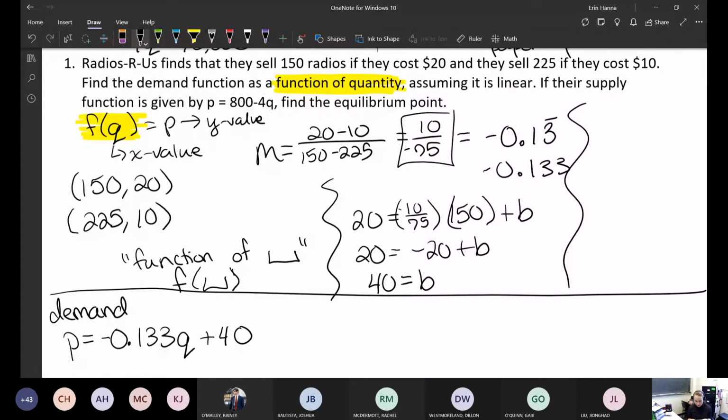So if you had used negative 0.133 as your value for the slope when you were calculating this, you would have gotten a B value of 39.95, which is obviously very, very close, but not the same. So that's what I mean when you're doing problems along the way, don't round, try to keep them as long as possible, or especially in fraction form, so that that doesn't mess up your answer and WebWork gets angry at you.